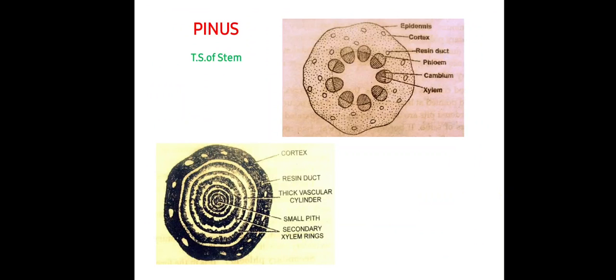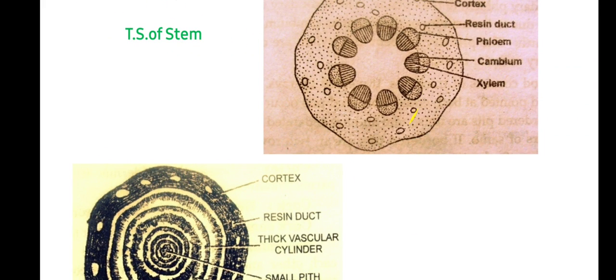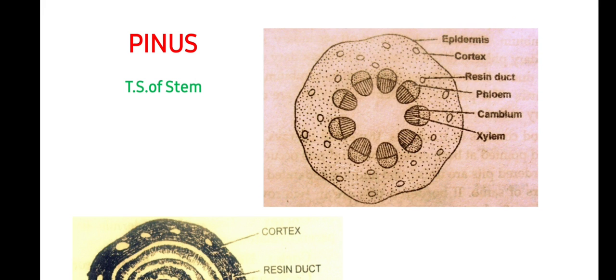So coming to the Pinus stem. Here two images are there. One is the younger stem transverse section, and one is the older stem, which is after secondary growth is completed, the stem in the state of secondary growth, that is the older stem. And this is the younger stem.